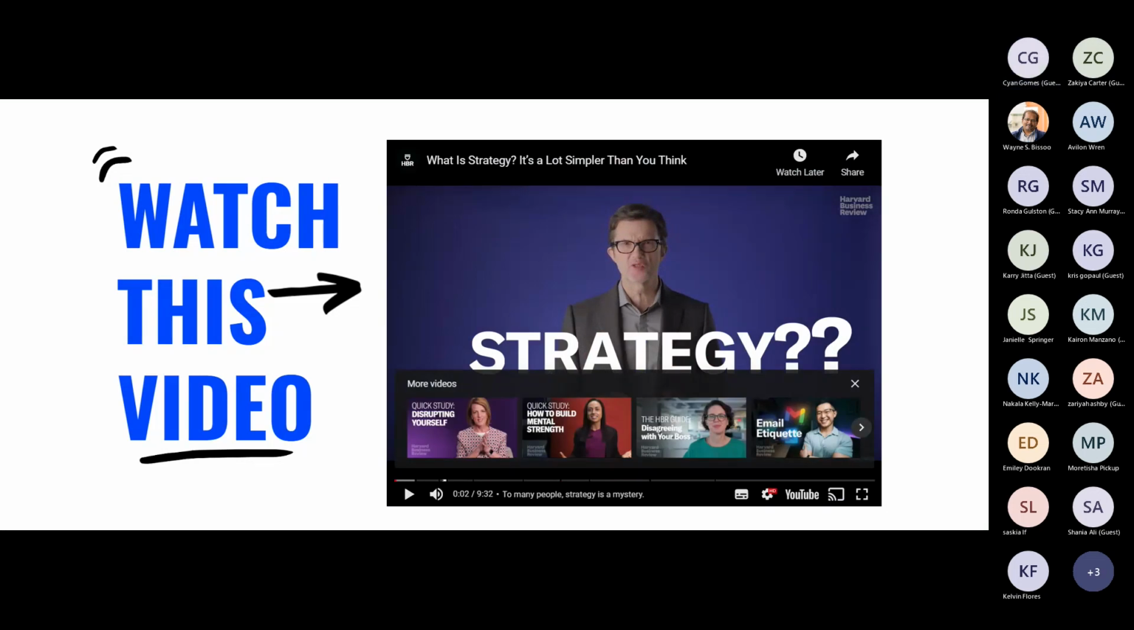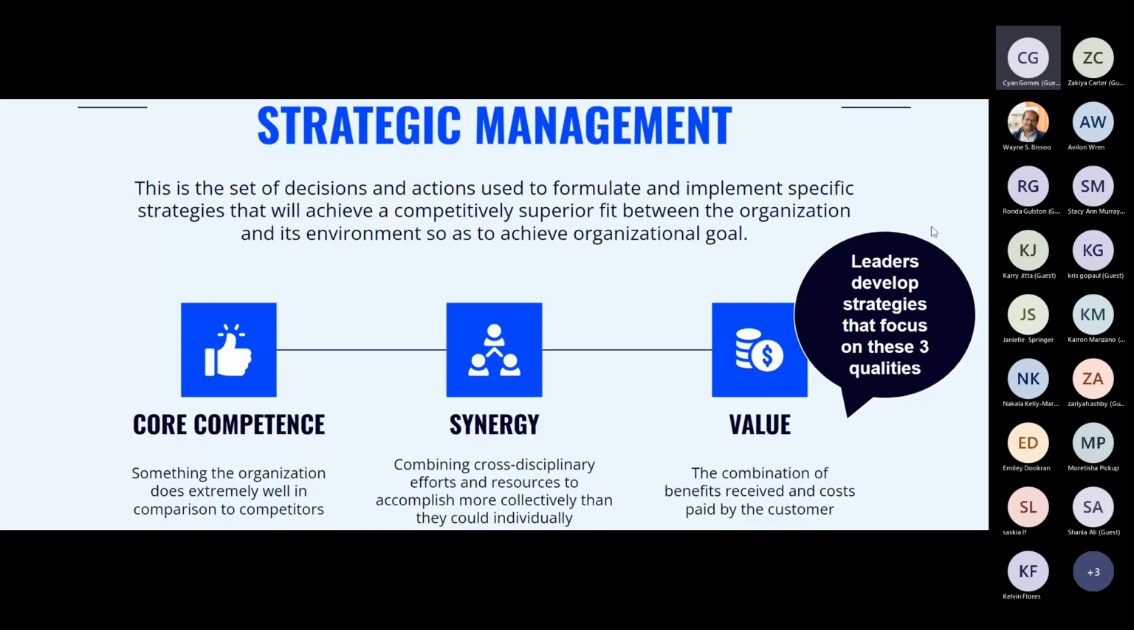Okay. So we understand strategy, but where do we go from there? That is when strategic management comes into play. This is a set of decisions and actions used to formulate and implement specific strategies that will achieve a competitively superior fit between the organization and its environment, so as to achieve the goal that they want. So to improve the chances of success, leaders develop strategies that focus on three qualities: core competence, synergy, and value.